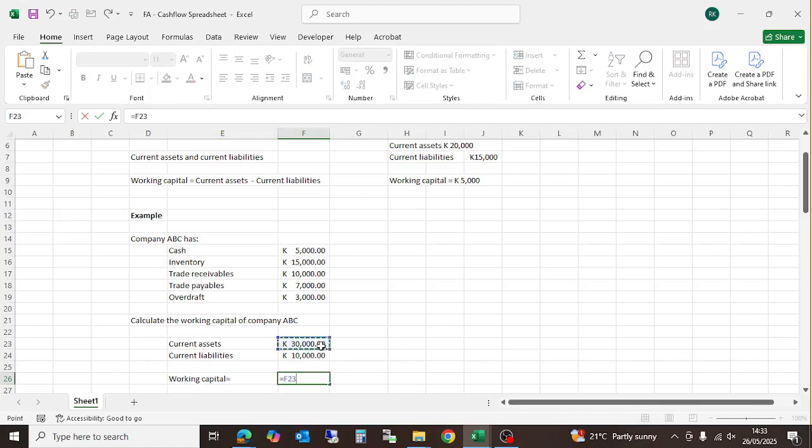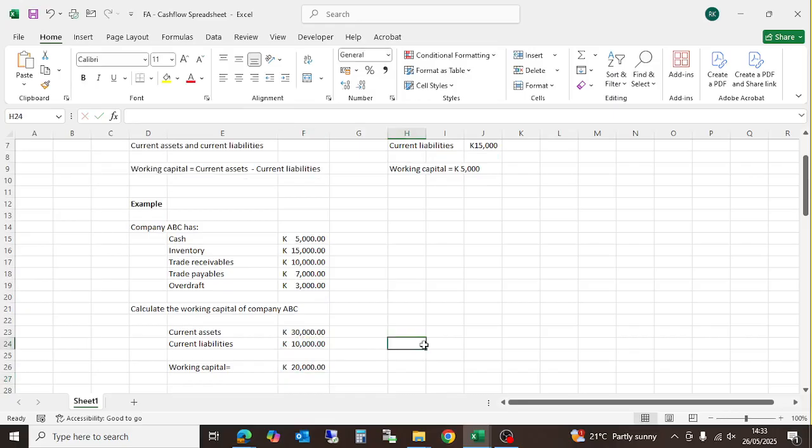30,000 that we have under current assets. Then we are lessing the current liabilities, which is 10,000. Okay, so this is how we compute our working capital. Wonderful. This is how we complete our working capital.